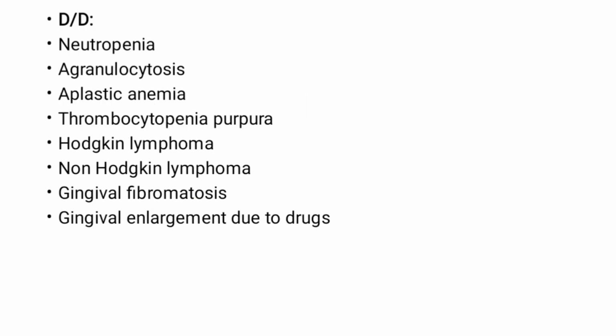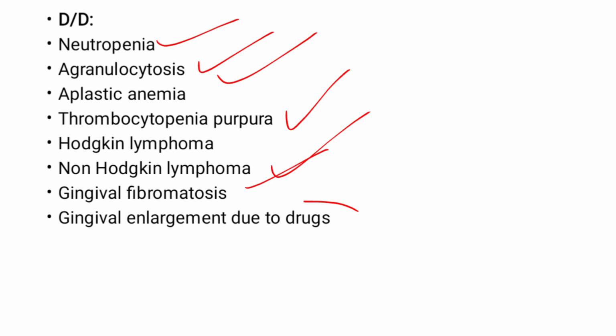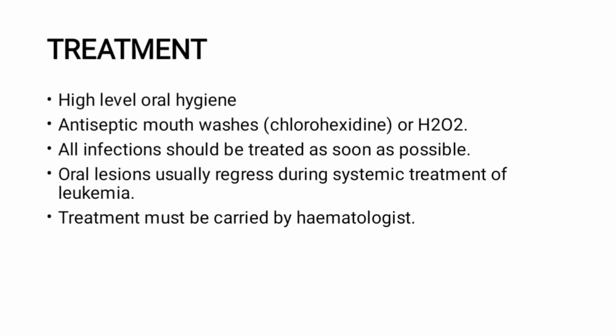Now differential diagnosis, you have studied what is neutropenia, basically an abnormal decrease in neutrophils. Okay, agranulocytosis. Okay, aplastic anemia you have studied. Then thrombocytopenic purpura, Hodgkin lymphoma, non-Hodgkin lymphoma, gingival fibromatosis, and gingival enlargement due to drugs. Okay, basically. Now the treatment is basically high levels of oral hygiene.